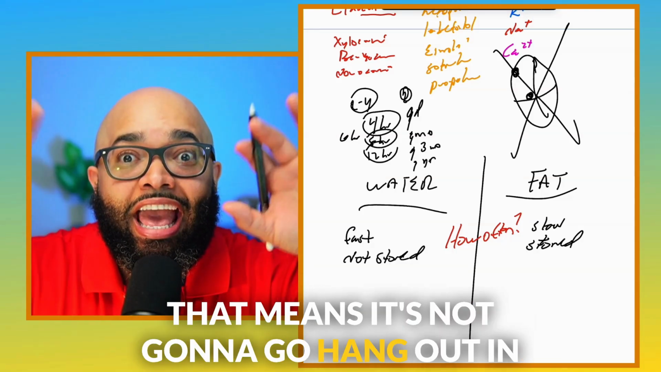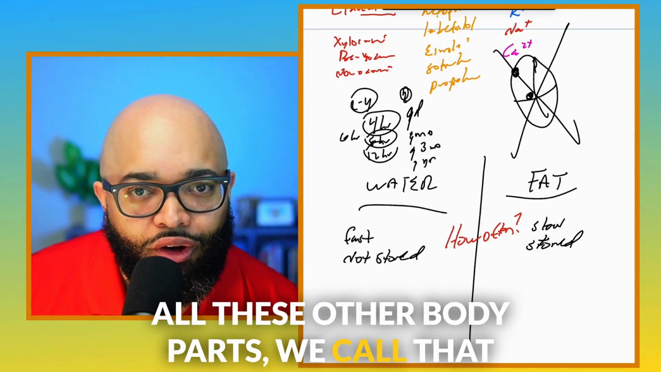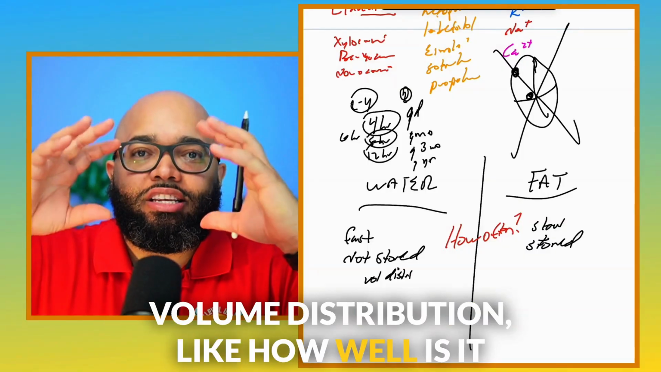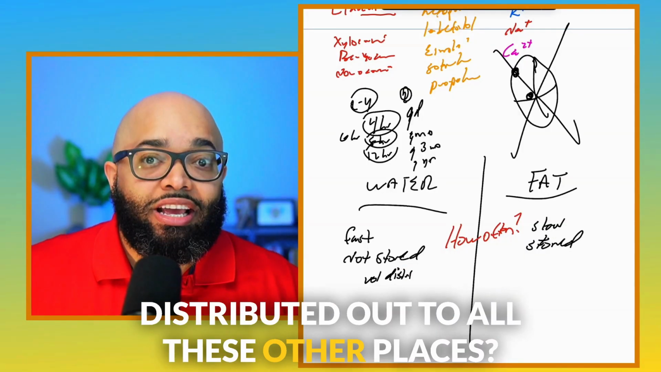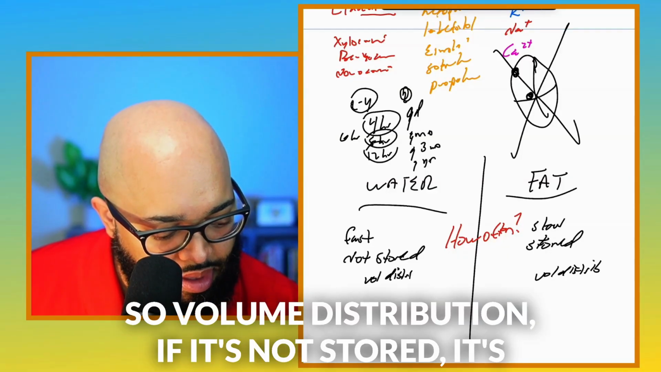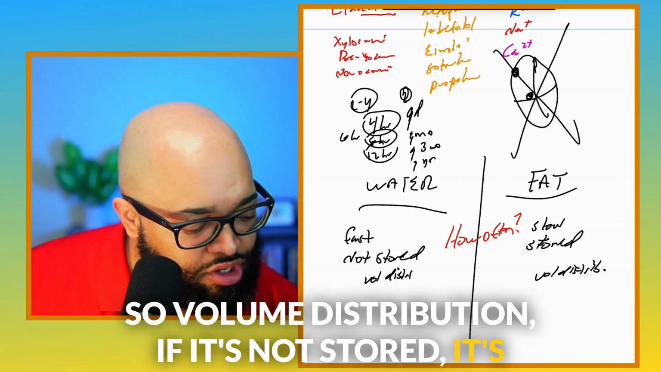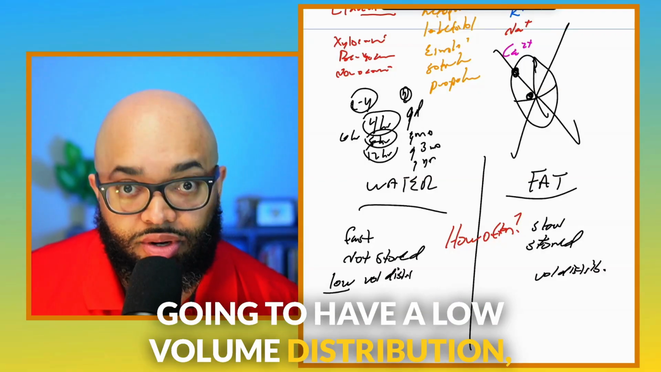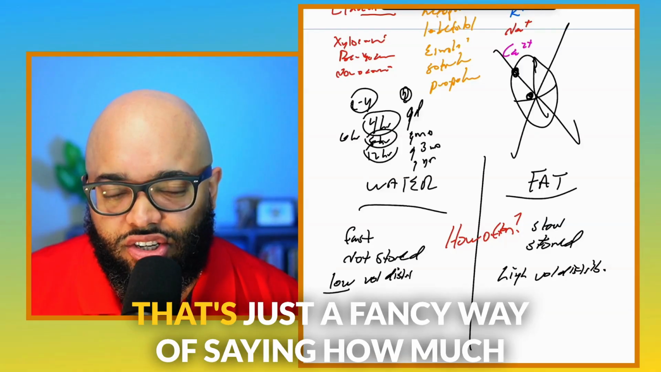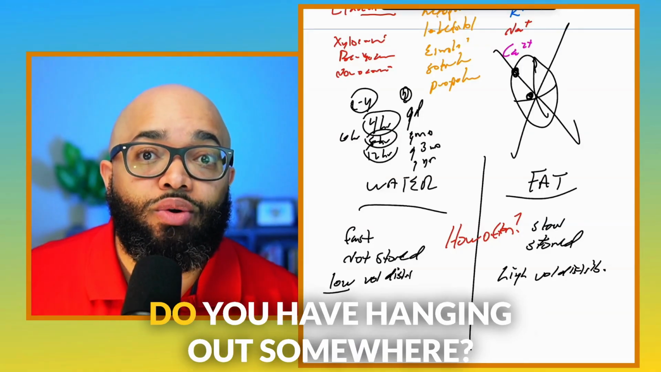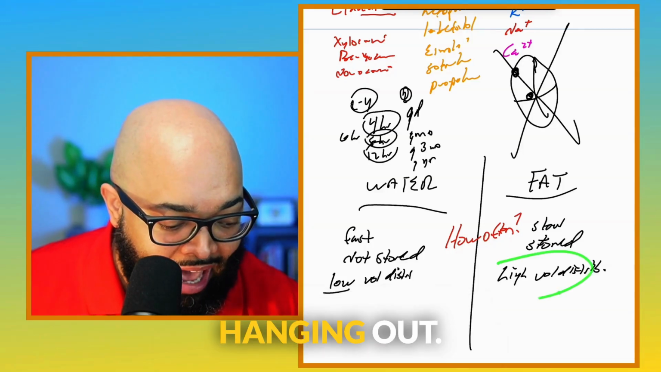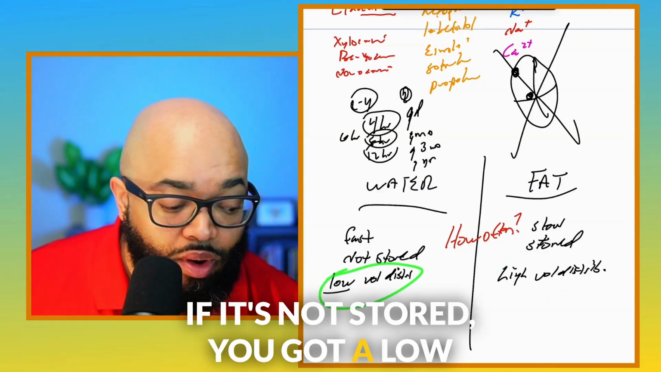Now, if it's a fast acting drug that's not stored, it's not going to last long in the body. That means it's not going to go hang out in all these other body parts. We call that volume distribution. Like, how well is it distributed out to all these other places? If it's not stored, it's going to have a low volume distribution. But if it is stored, it's going to have a high volume distribution. That's just a fancy way of saying how much do you have hanging out somewhere. If it's stored, you've got a high amount hanging out. If it's not stored, you've got a low amount hanging out.